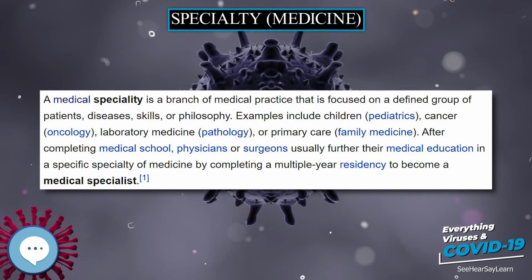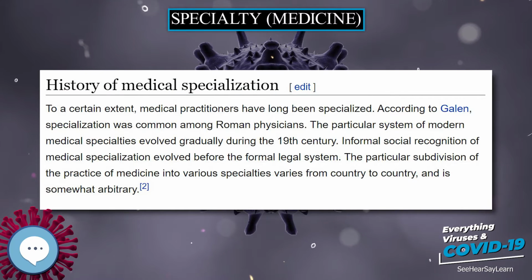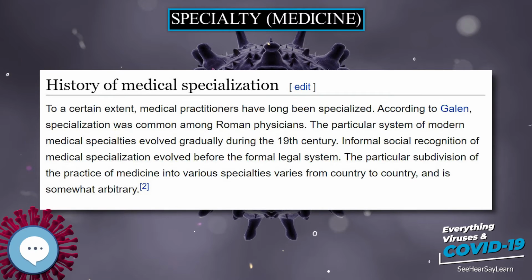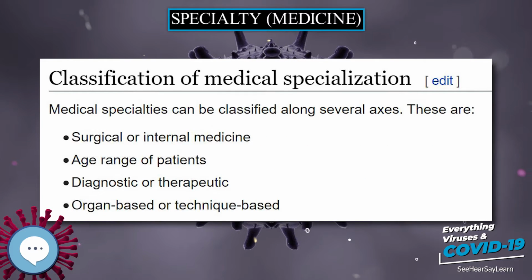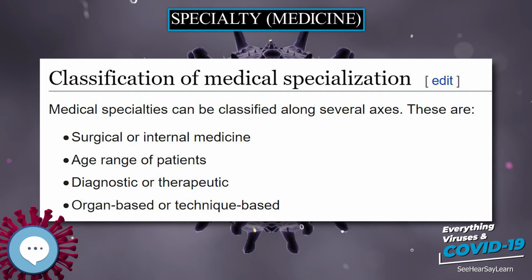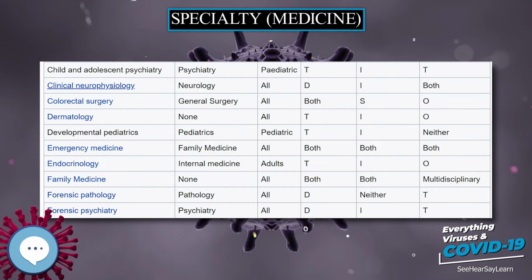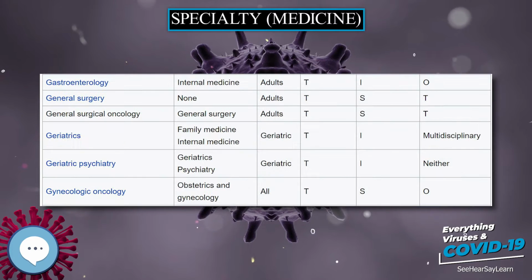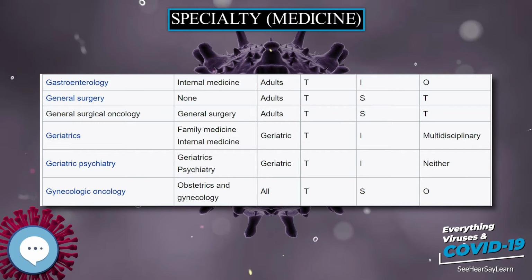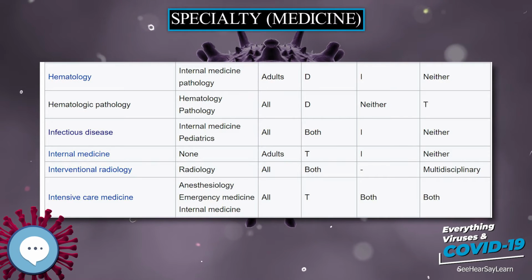Specialty, medicine. A medical specialty is a branch of medical practice that is focused on a defined group of patients, diseases, skills, or philosophy. Examples include children, pediatrics, cancer, oncology, laboratory medicine, pathology, or primary care, family medicine. After completing medical school, physicians or surgeons usually further their medical education in a specific specialty of medicine by completing a multiple-year residency to become a medical specialist.